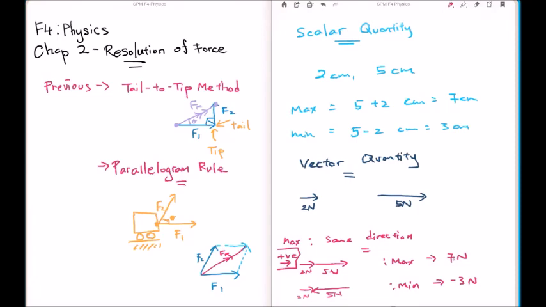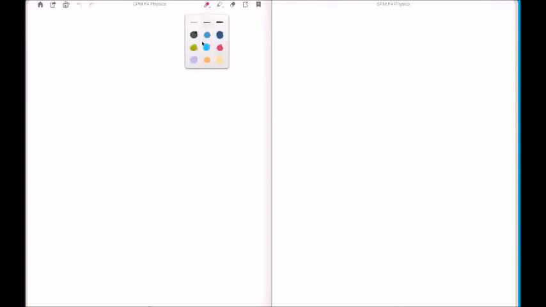Let me go into resolution of force. Resolution of force is actually resolving a force. Give a scenario, it's easier to learn by example. Resolution of force, what does it mean actually? If you don't really know the meaning, then you're going nowhere. Okay? What does it mean, resolution of force?